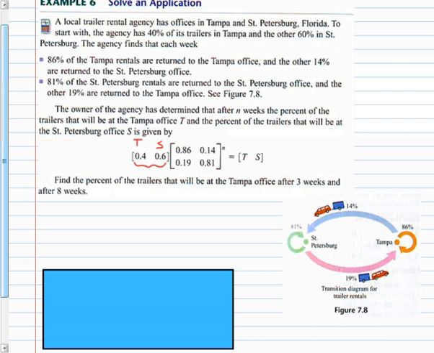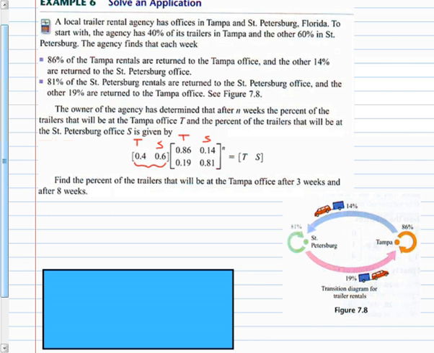86% of the Tampa rentals get returned to the Tampa office, but the other 14% end up over in St. Petersburg. So here is our Tampa and St. Petersburg again. 86% of them return to Tampa, but 14% of them end up in St. Pete.